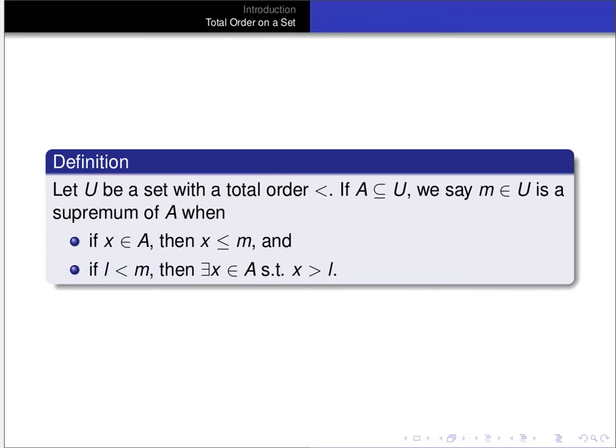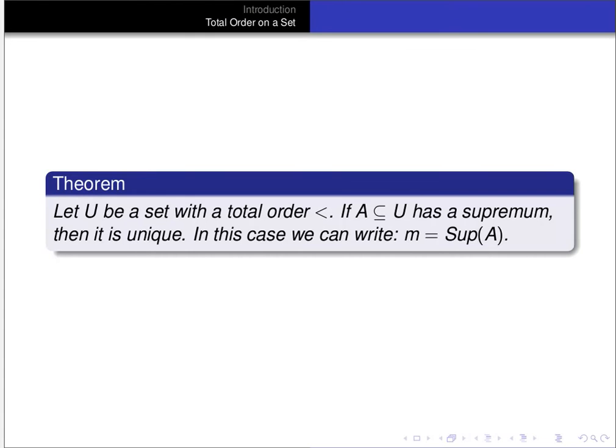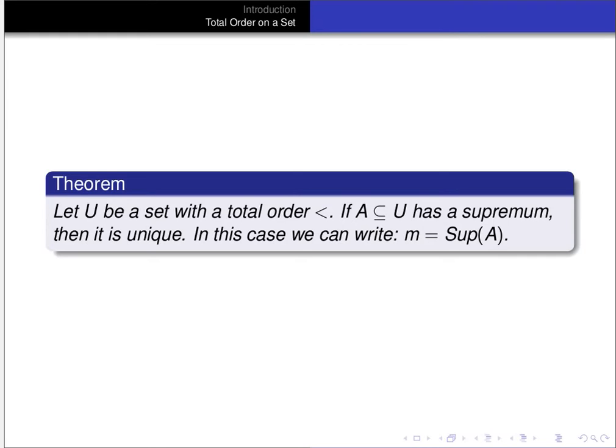And we have two theorems related to supremums. The first is that a supremum, when it exists, is unique. So if U is a set with a total order, A is a subset of U, and M is the supremum of A, then we have this theorem: it's the least upper bound, as I was saying earlier with the definition. And also, if A has a supremum, then it's unique. So two theorems about supremums, just like the corresponding theorems for infimums. The supremum is the least of the upper bounds, just like the infimum is the greatest of the lower bounds. And supremums are unique, just like infimums are unique.